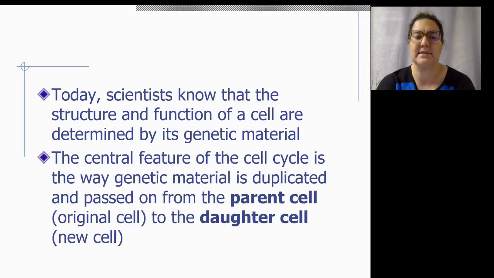So nowadays, scientists know that the structure and function of cells are determined by its genetic material. So the genetic material in the cell is what's going to determine the structure and the function of that cell. Is it a brain cell, a heart cell, a skin cell, a leaf cell, a bark cell? What does it happen to be? And the central feature of each cell cycle is the way the genetic material is duplicated and passed on from the parent cell or the original to the daughter cell, the new cell.